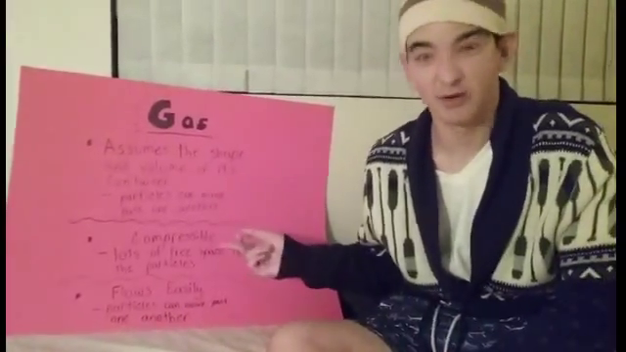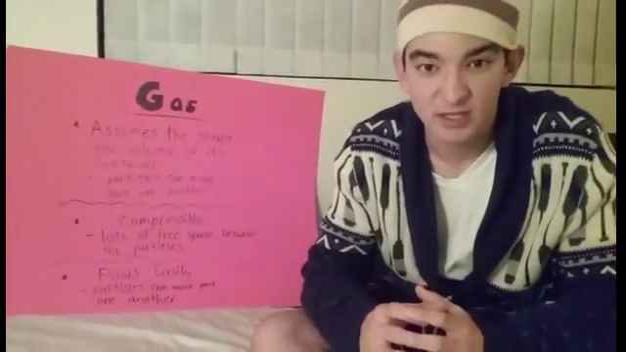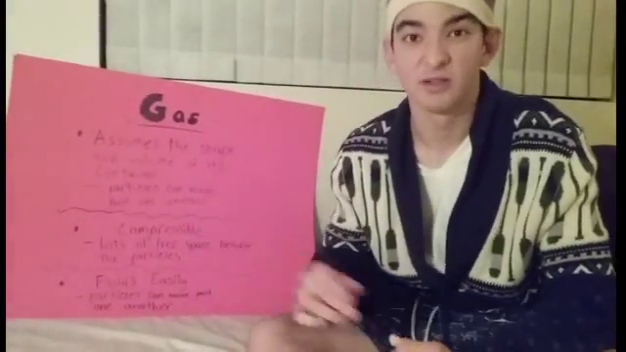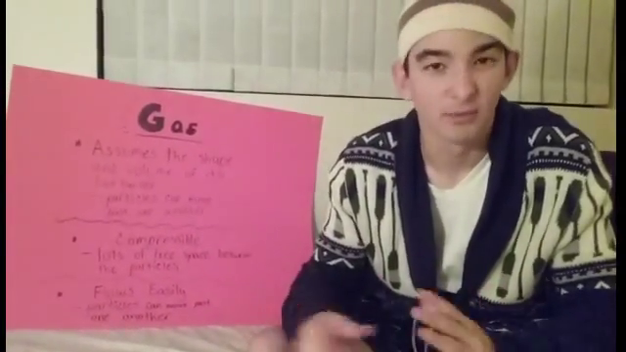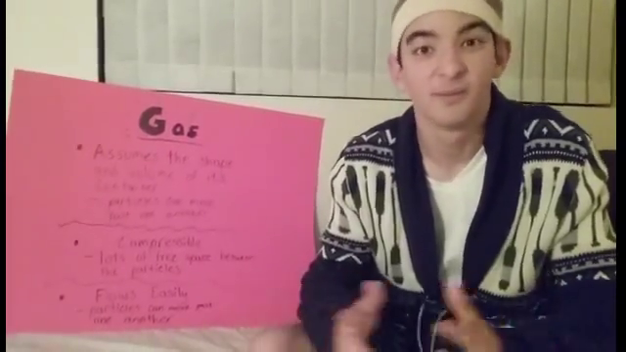Okay, for the second part, it's compressible. That means that it can be compressed into a smaller state, and that's because the particles are moving around and they have a lot of free space where they can bunch together. For the third property, it can flow easily, and that's because the particles can move past one another and they're not attached to one another, so they can go wherever they want, basically.